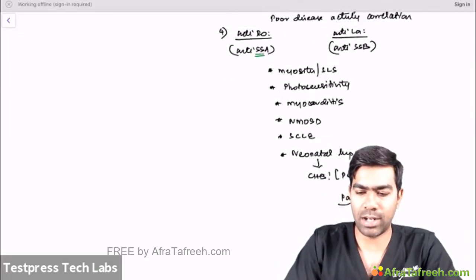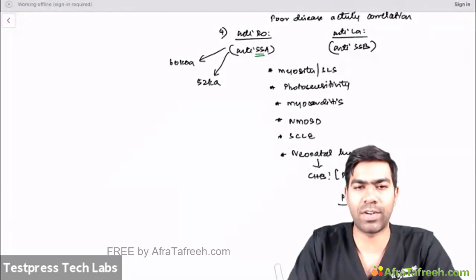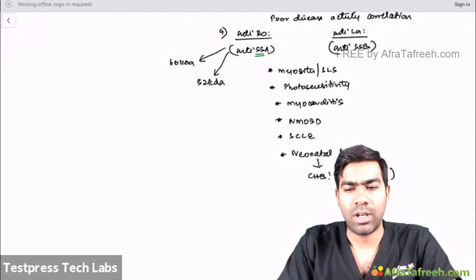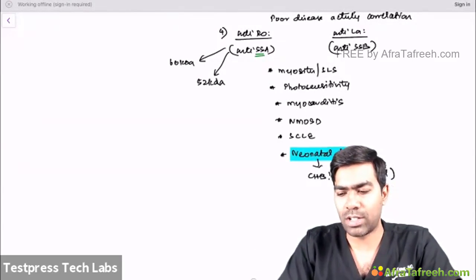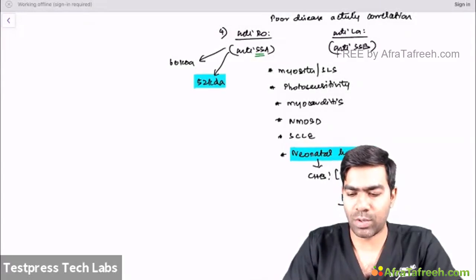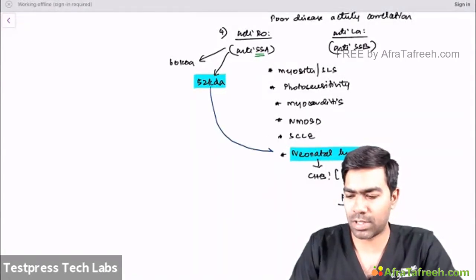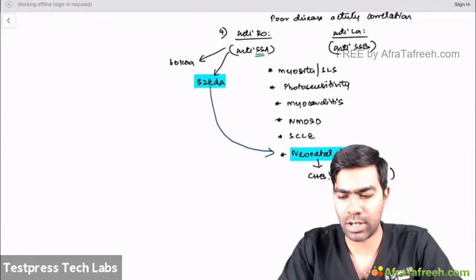anti-Rho and anti-La. One is the 60 kilodalton form, which is a heavy chain form, and we have the 52 kilodalton form, which is a lightweight form. You can write 52 kilodalton. And they will ask you in the exam which is the one that correlates with neonatal lupus. It is the 52 kilodalton form. That is the one that correlates with the development of neonatal lupus, to be precise, not the 60 kilodalton form.